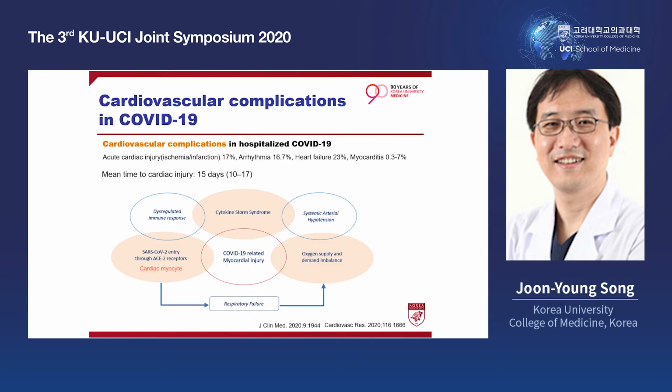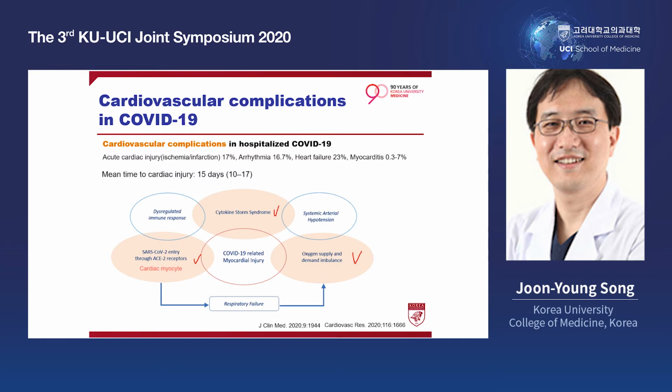Similar to renal complications, cardiovascular complications are caused by a combination of direct myocardial infection, immune dysregulation, and hemodynamic failure. Specifically, severe COVID-19 cases can be complicated by ischemic heart disease, arrhythmia, or heart failure with a 2-week interval from hospitalization.